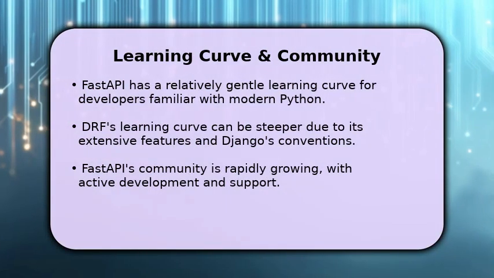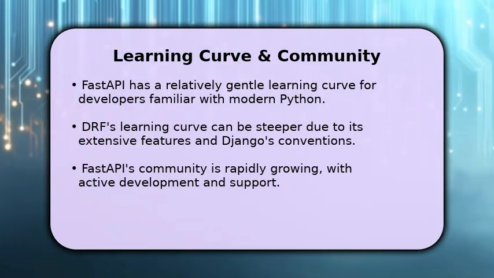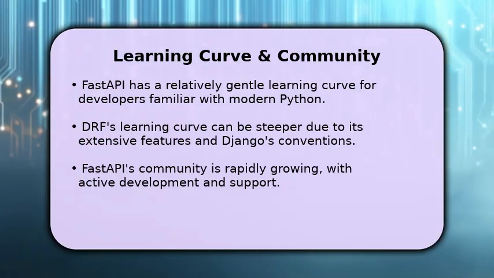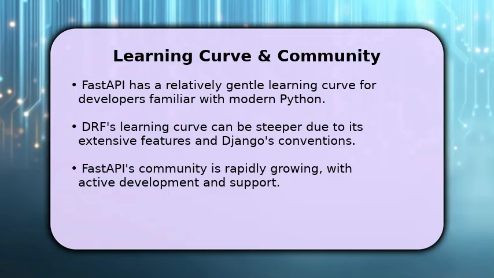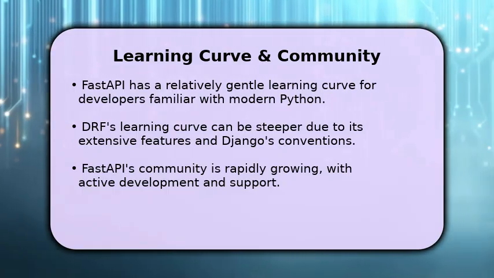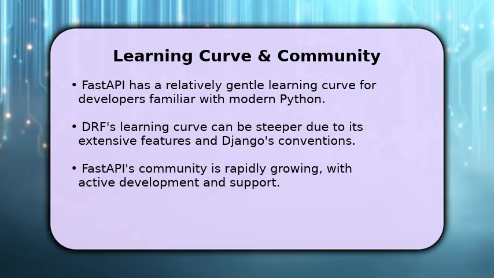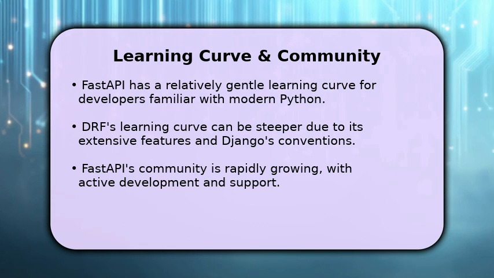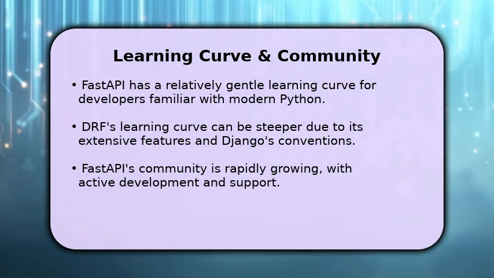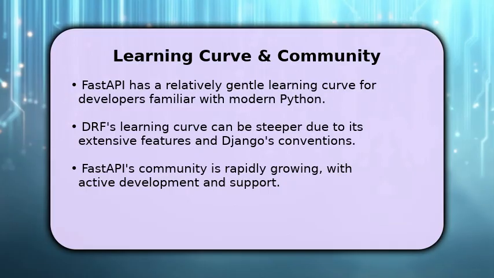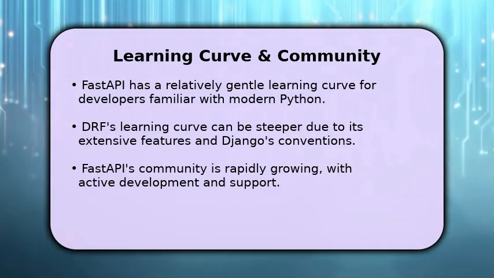Finally, let's discuss the learning curve and community support. FastAPI generally offers a gentle learning curve, especially for those already comfortable with modern Python and type hints. Django REST Framework, while powerful, can have a steeper learning curve due to its extensive features and Django's specific conventions.